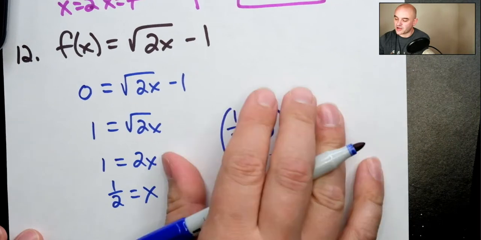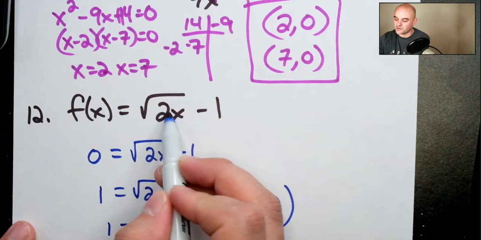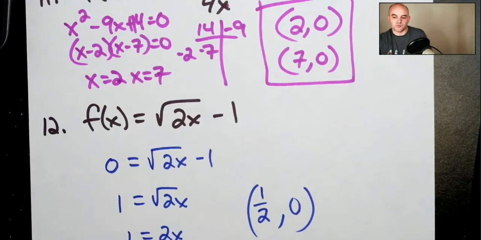You can always check these. You can plug them back in. 2 times 1/2 is 1. Square root of 1 is 1. So you get 1 minus 1, which equals 0. All right. And that takes us through number 12.